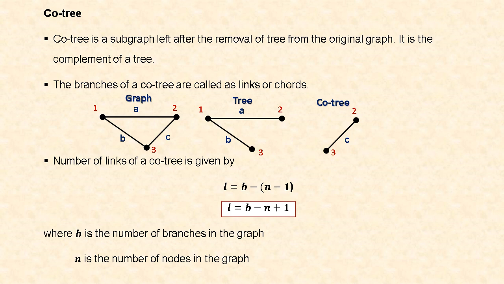That is branch C. The number of links or chords of a chord tree is given by L is equal to B minus (N minus 1). Here B is the number of branches and N is the number of nodes. N minus 1 is nothing but the twigs of the tree, that is branches of the tree. So we get L is equal to B minus N plus 1.